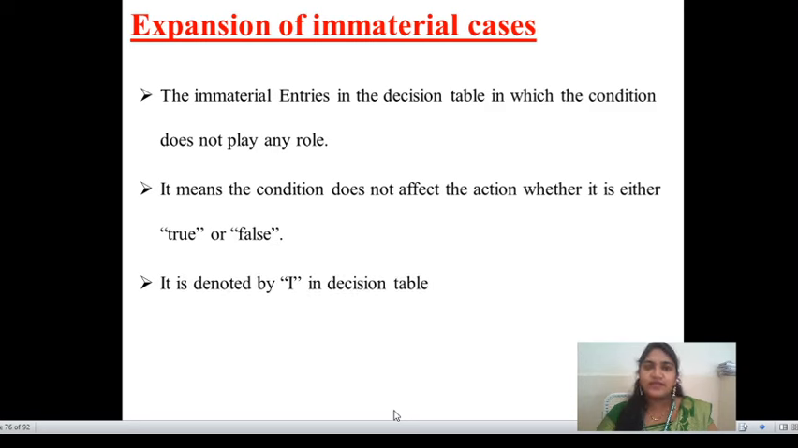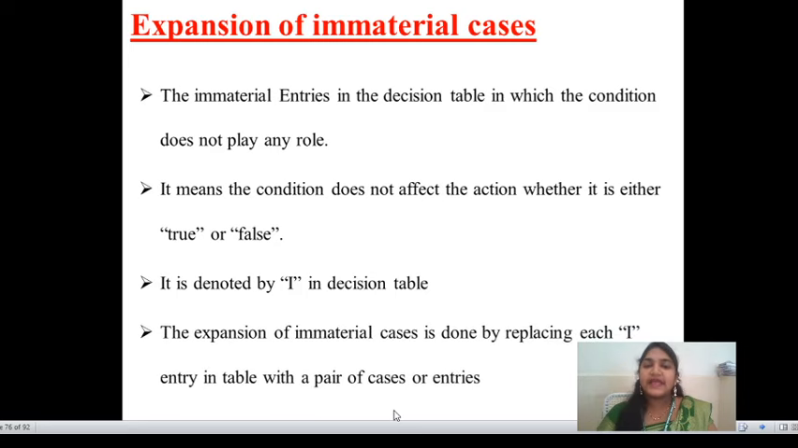Either true or false, it is an immaterial case. The expansion of immaterial cases is done by replacing each I entry in the table with a pair of cases or entries. So this is about the expansion of immaterial cases.